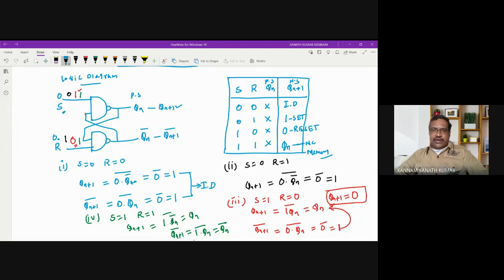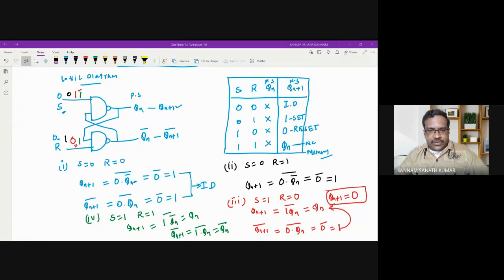Is it okay? Any doubts in this? Students, give response. Okay, sir. Okay. So basically, the expression for the NAND gate and NOR gate, based on that only, I realized these 4 cases.